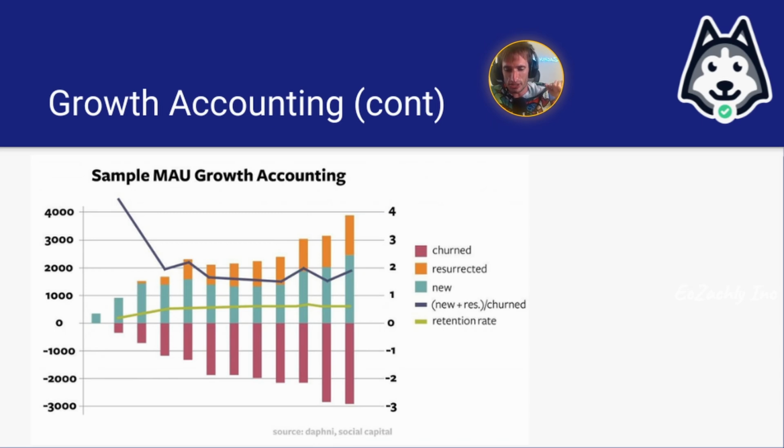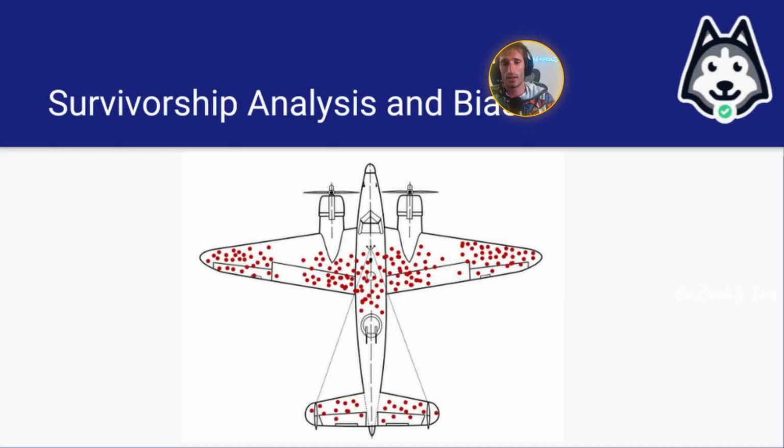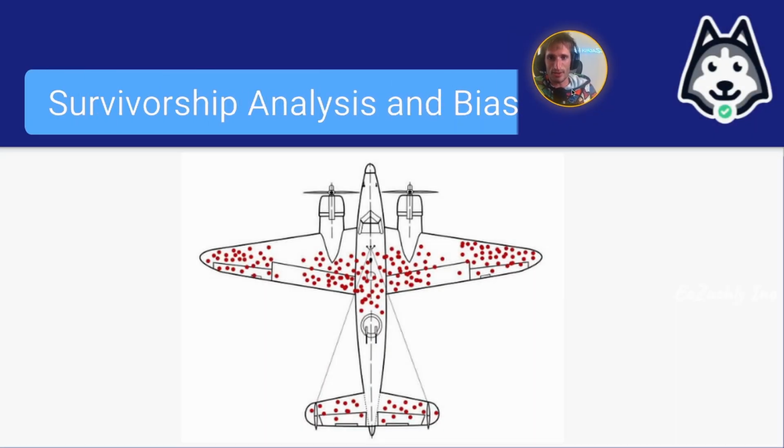Especially if you have a machine learning model that is a classifier. If you have a classifier machine learning model, that's great, and this is where you can use this a lot. And that is growth accounting, or state transition accounting. I love this chart, and we're going to talk about survivorship analysis and bias.